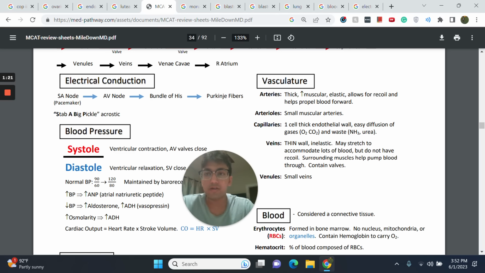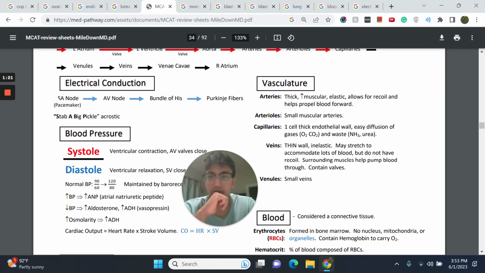You can either remember this or you can remember the stab a big pickle mnemonic. I kind of just remember this. And you should know that the SA node is the pacemaker of the heart. Now, what if the SA node stops working? Your heart is responsible for beating all the time, no breaks, because if it takes a break, you die. So if this happens, then there are backup pacemakers, and that's the AV node, the bundle of His, and the Purkinje fibers. These are responsible for creating electrical signals that constantly tell your myocardium to keep beating your heart.